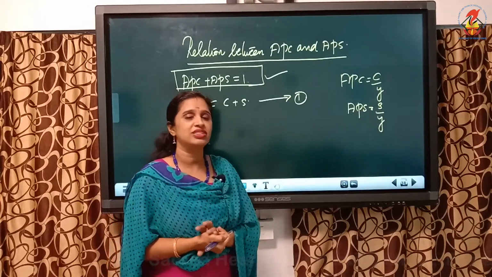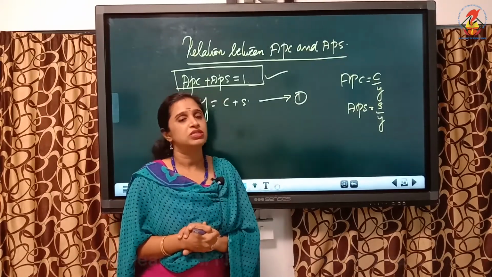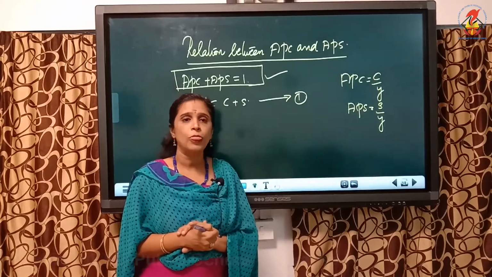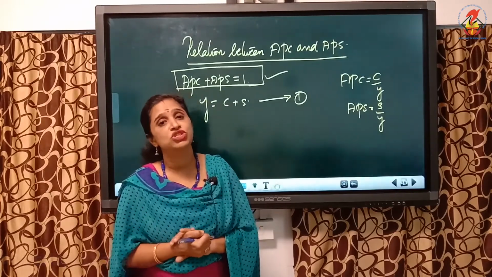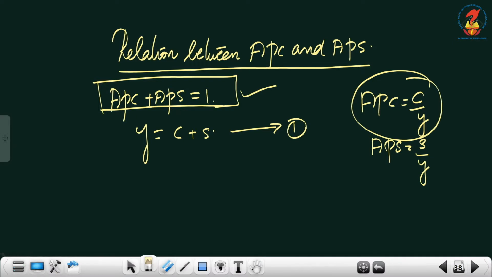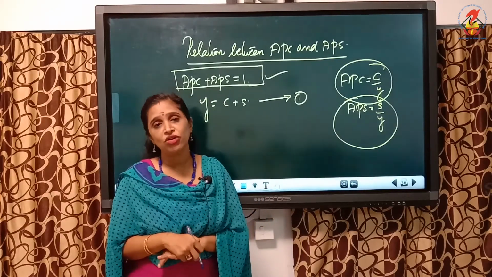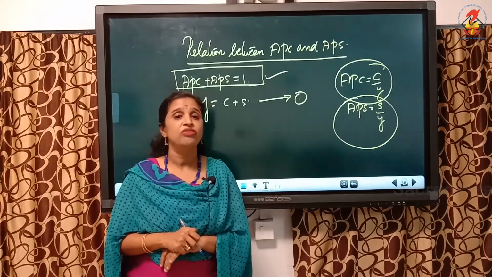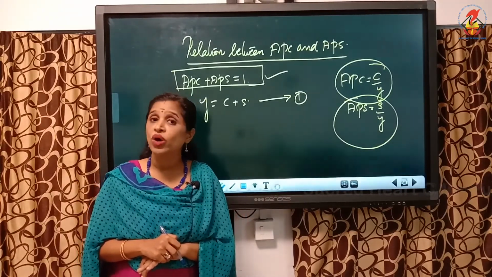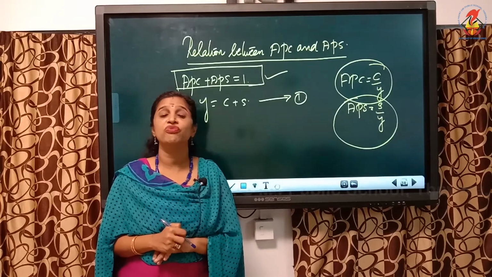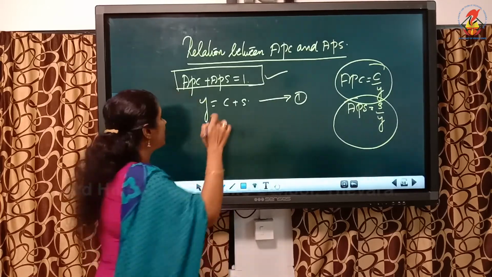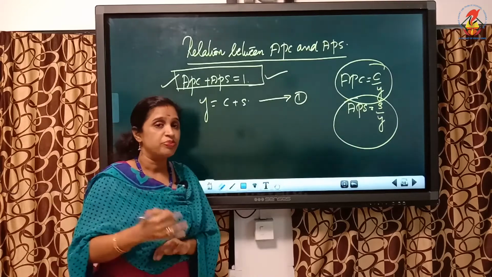Now how do you get that? You have to prove that APS plus APC is equal to 1. Now what does average propensity to consume speak about? The proportion of consumption to income. What does APS speak about? The ratio of saving to income. Therefore, to prove that the sum of APC and APS is equal to 1, we have to depend on the equation Y is equal to C plus S. Why has Keynes used the equation Y is equal to C plus S to explain the relationship between APC and APS? The reason is simple.